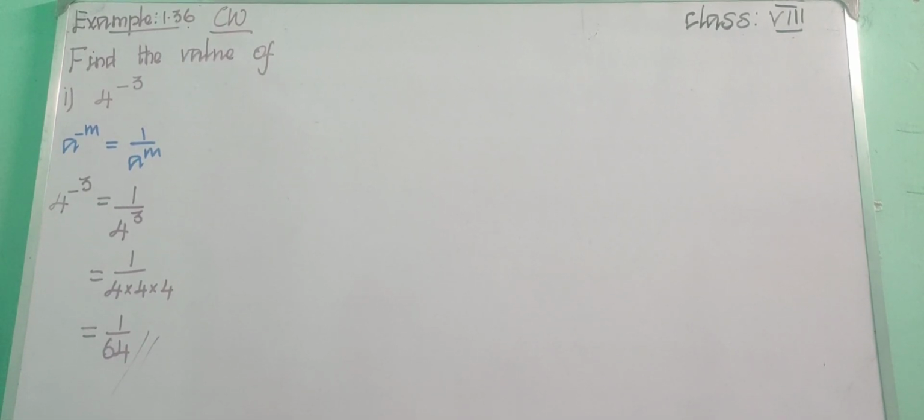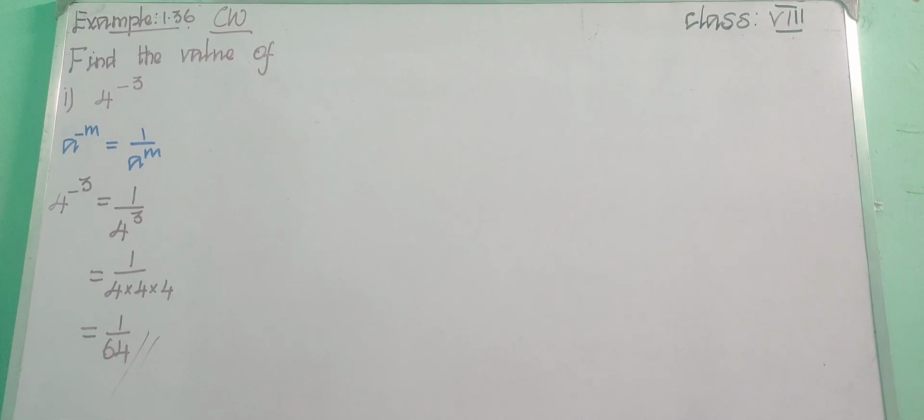So now we had applied a power minus m, so the power is the negative sign, right? How will you write that? We can write it as 1 by a power m. Then we got the answer. Okay, children. So let us see the second one.